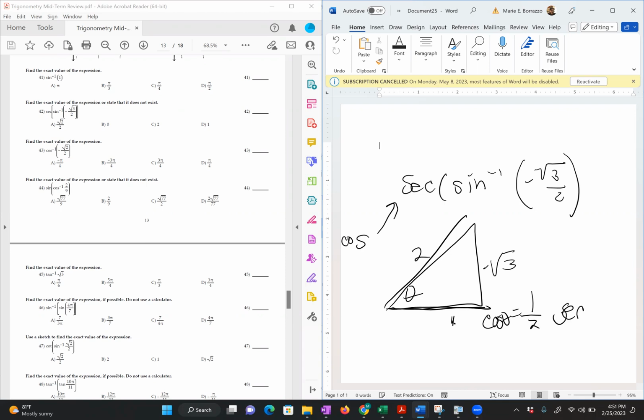That means that secant being the reciprocal, basically 2 over 1, means our answer choice should be C. Okay.